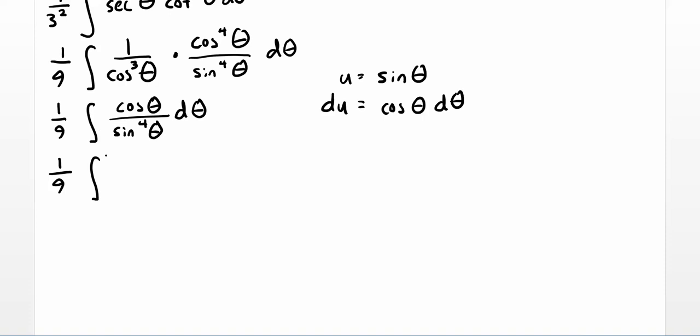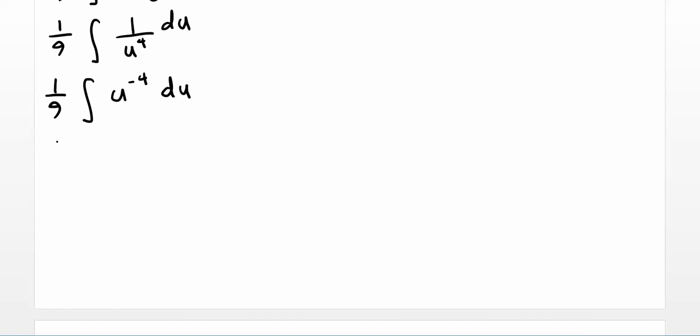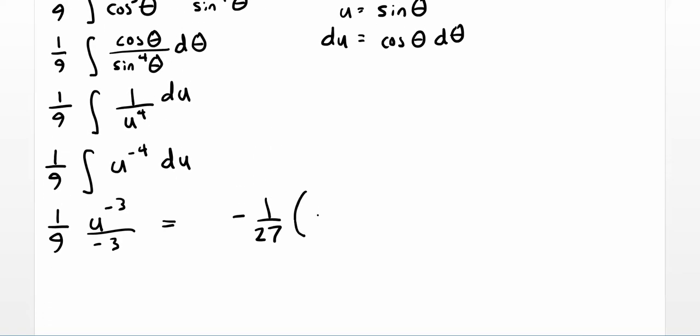1 over 9 times the integral of 1 over u to the fourth. Cosine theta d theta becomes just a du. I'll rewrite this for the purpose of integrating. Integral u to the negative 4 du. And then finally, this is 1 over 9 u to the negative third, adding 1, divided by negative 3. And we'll clean this up. This is negative 1 over 27 times, our u was sine theta, so we'll just write sine theta to the negative 3.